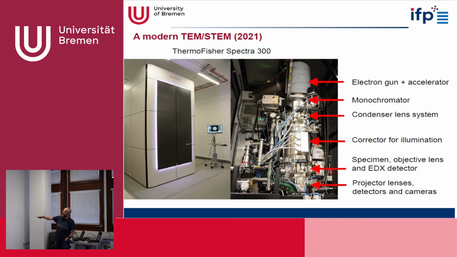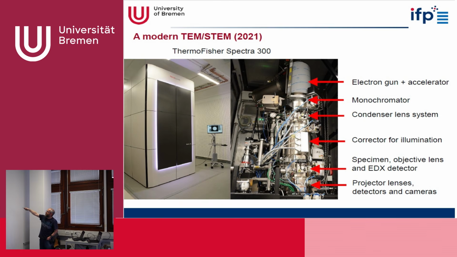This is how an actual electron microscope looks nowadays. It's a little bit more complicated than in those days. It starts with an electron gun and an accelerator, which is basically the light bulb of the electron microscope. Then we have a monochromator.